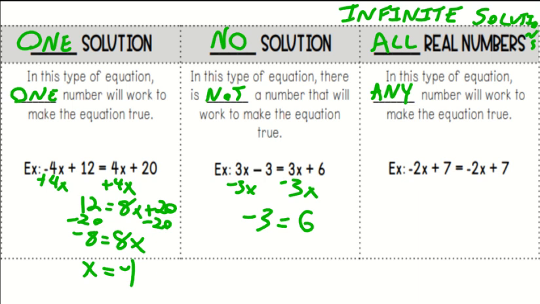So if we look at the example there, we got negative x plus 7 equals negative 2x plus 7. You can see both the sides are the same. But if I move a negative 2x, they're canceling out. I'm left with 7 equals 7. That's true, right? That's why anything would work there. Any questions on this so far?